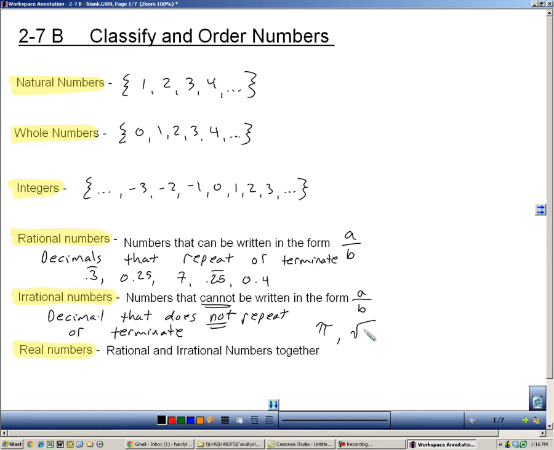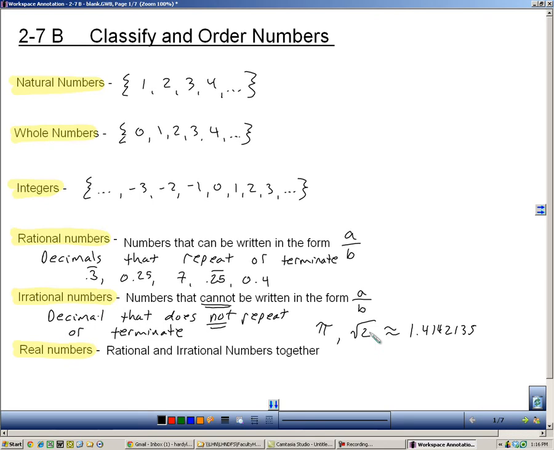Things like the square root of 2. If you type that into a calculator, you're going to get something like 1.4142135, and it goes on forever. It does not terminate, it does not cut off, and it does not repeat either. A lot of square roots are like this: square root of 2, square root of 3, square root of 5. A lot of square roots that are not perfect squares underneath them are irrational numbers, and that's why we're introducing them now.